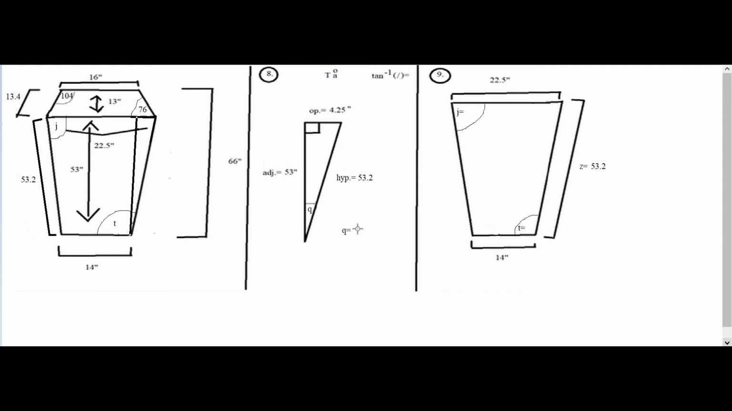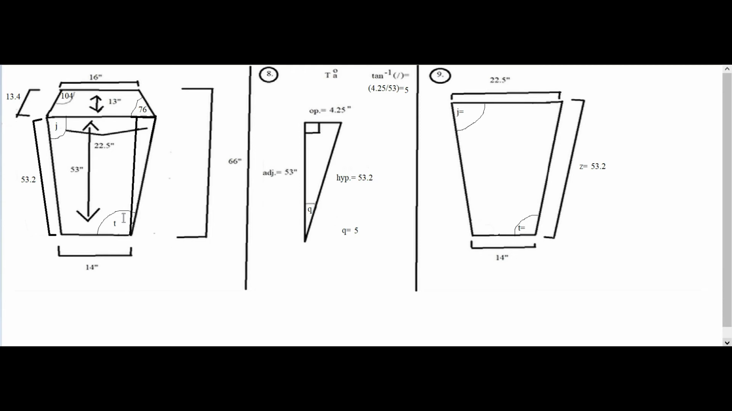So in order to find the angle of Q, what we're going to do is the same thing. Tan equals opposite over adjacent. And what that is going to be is 4.25 divided by 53. You'll plug that into your calculator and you should end up with 4.58. But we're going to go ahead and round that up to 5. So now that we know Q is 5, this is actually going to be our angle right here.